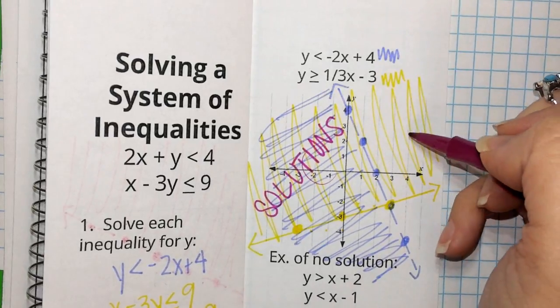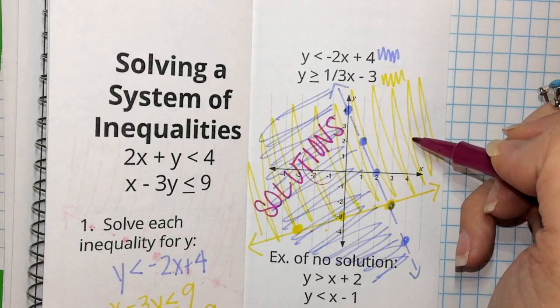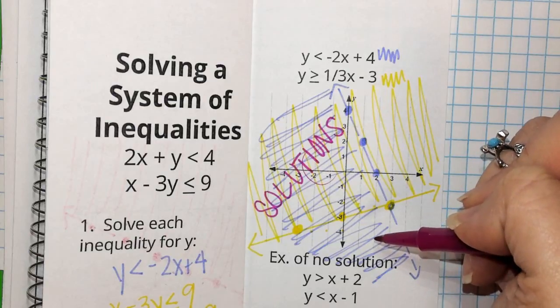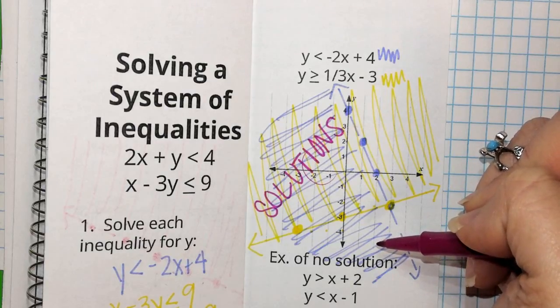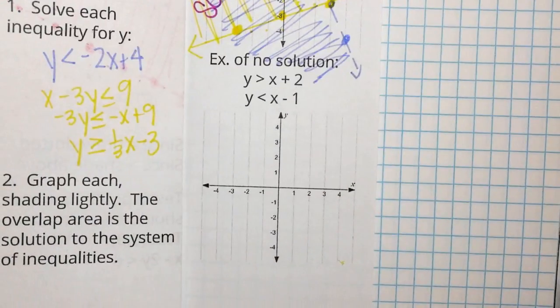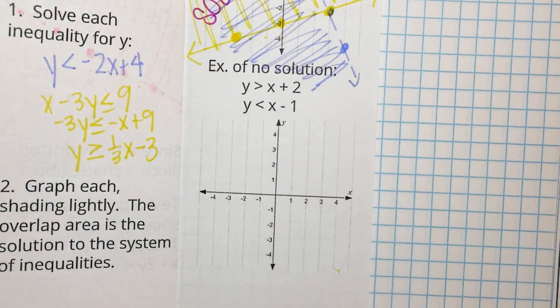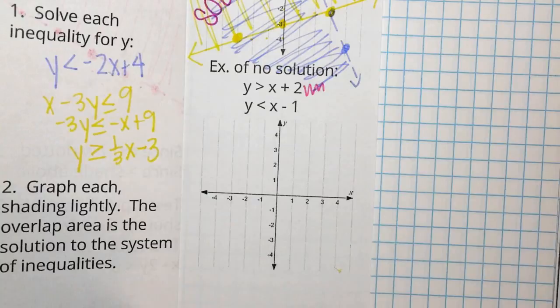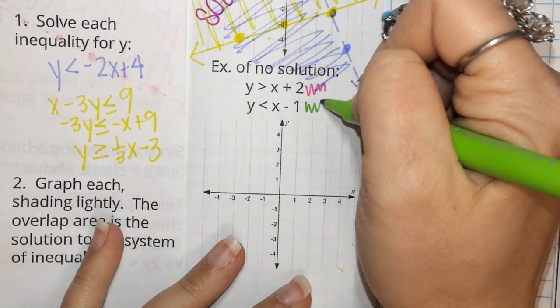Why could you not pick a point from this yellow area? Because both colors are not in it. Good. Why could you not pick from down here? Because both colors aren't in it. Okay, can you please graph the one that's an example of no solution and tell me what you find? You can graph this one in pink and this one in green.